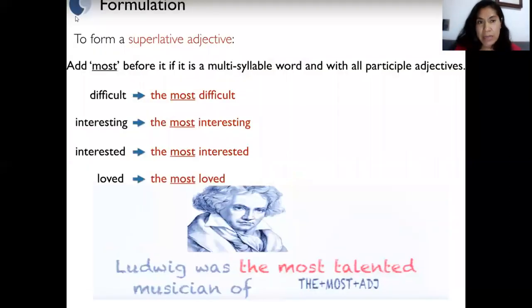We have more examples. If it is difficult, we say the most difficult. Interesting, the most interesting. Interested, the most interested. And loved, the most loved. We have an extra example. Ludwig was the most talented musician of all the times.